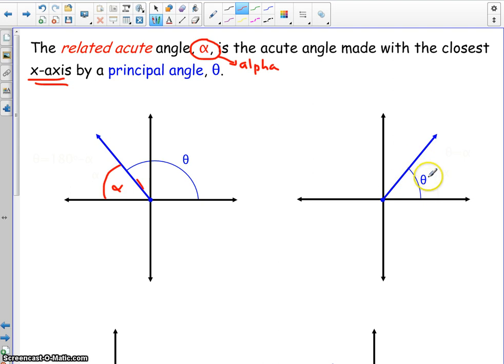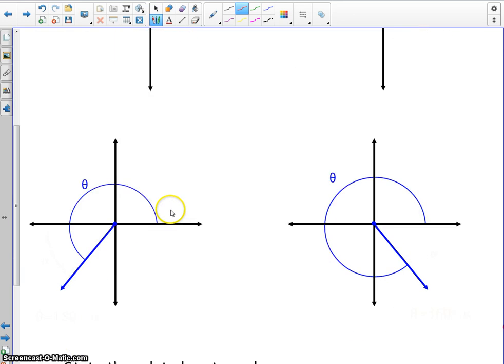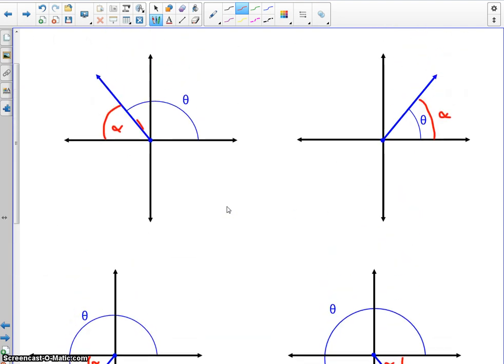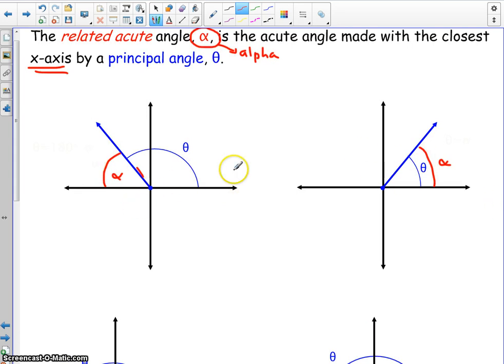Over here in the second diagram, the nearest x-axis is there. That's going to be the related acute angle. In this one, the nearest x-axis is there. And in this one, there you get your nearest x-axis. You can see from the graph here that there's going to be a relationship between the alpha and the theta depending on what quadrant you're in. So in this situation, where the terminal arm's in quadrant 2, we have theta being 180 degrees minus alpha. 180 degrees gets you all the way down here. Subtract the alpha, and you get the actual blue angle there, theta. Over here, theta and alpha are one and the same. They're both in the same quadrant.